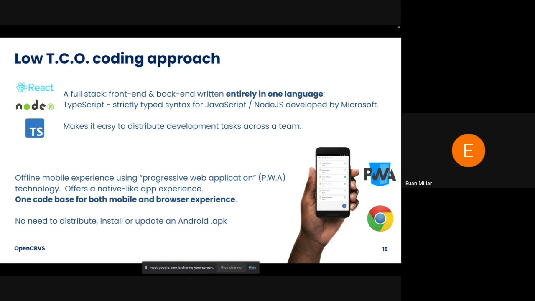We have additionally adopted a low coding approach when it comes to the mobile experience. And we've made use of progressive web application, PWA technology. And this offers a native-like app experience with one code base for both mobile and browser. So there's no need to maintain a separate native application code in a different language. No need for you to distribute, install, or update Android APK files with all your staff. It's all done in the browser and installable like a desktop or mobile application using PWA. So that drastically lowers TCO as well.